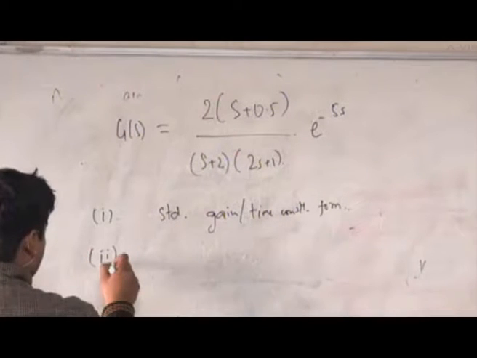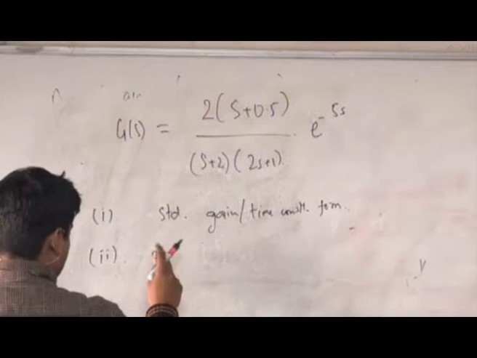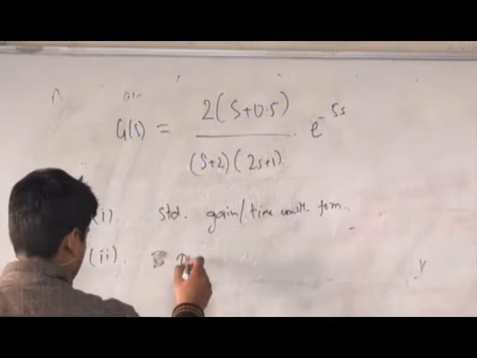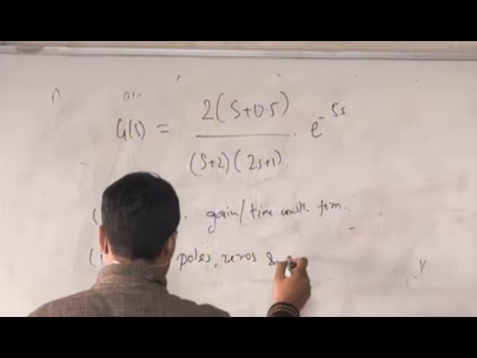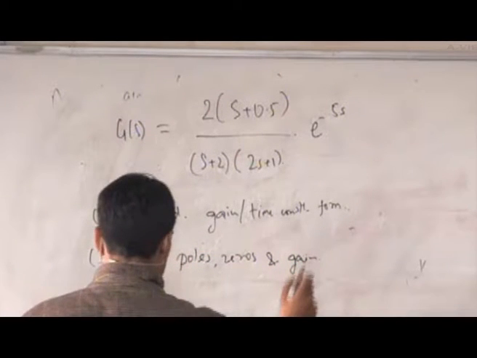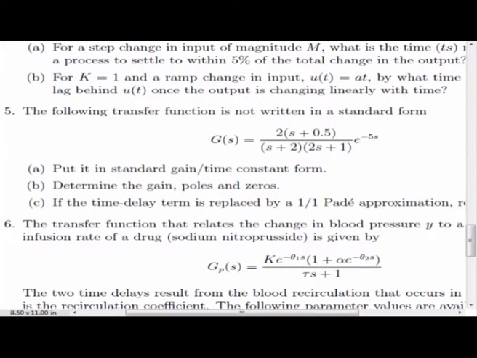Okay, and determine the poles, zeros, and the gain of the system. Okay, so the problem was given from the assignment. This problem, as you can see, is number 5, where only the A B part is asked to solve. So in the first one, you need to put this system into a standard gain time constant form. Okay, and in the second one, you need to determine the poles, zeros, and gain of the system.